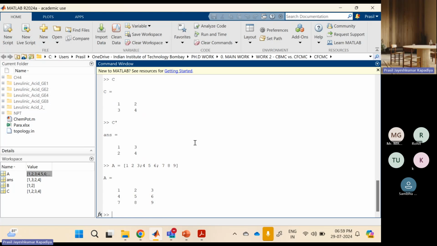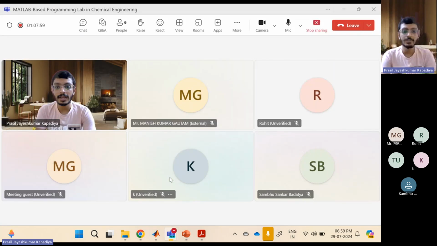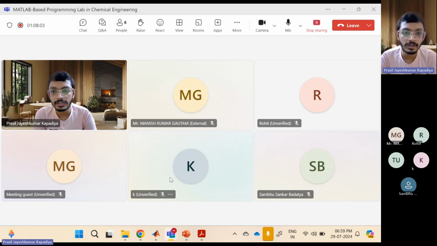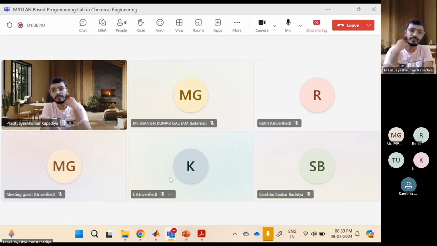Okay. I guess I'm visible now. So what I did, I wrote 1, 2, 3. After that, I put one semicolon, and then 4, 5, 6, one semicolon, 7, 8, 9, one semicolon. Okay, now I want to find the eigenvalues of A. How can I find eigenvalues? What are eigenvalues? How can I do it mathematically? Does anyone know the procedure of finding eigenvalues?